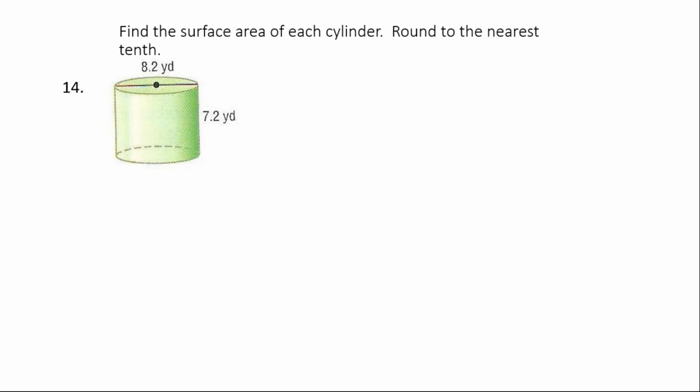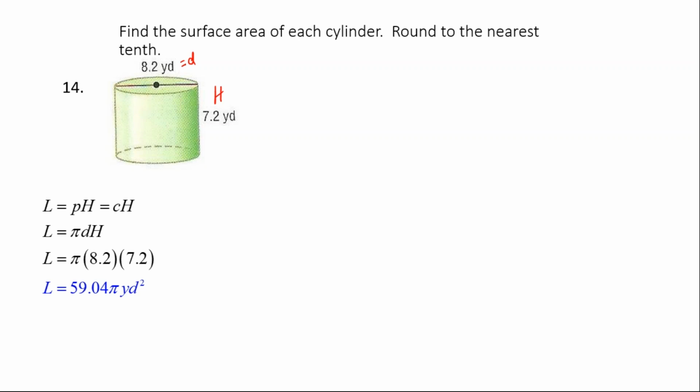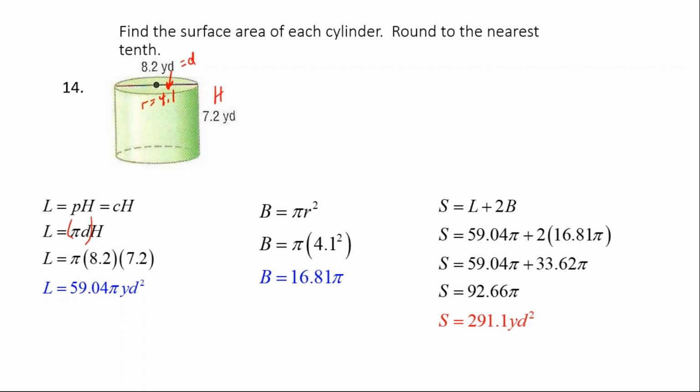Okay, number 14. Again, there's my circles. Here's my height. This is the diameter. Notice it's got the line going all the way across. If you look at number 13, it only went part of the way. So that is the diameter. So you got to keep that in mind. So there's my lateral, because pi d is circumference. But again, the radius equals 4.1 for the area. There's a surface area.